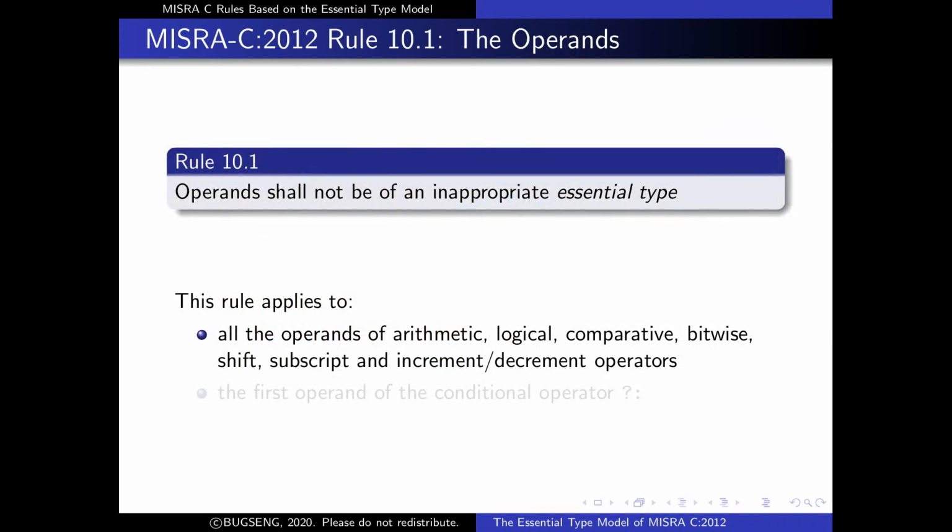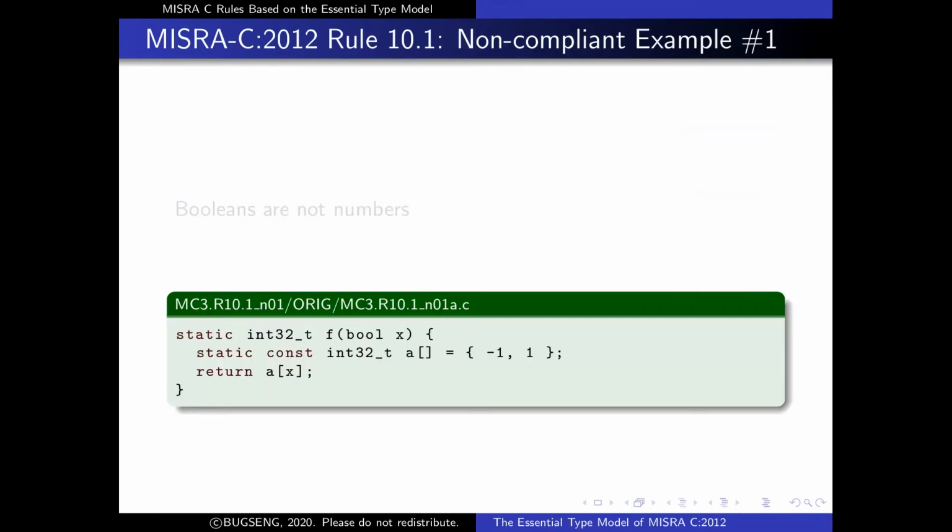The rule applies to all the operands of arithmetic, logical, comparative, bitwise, shift, subscript, and increment-decrement operators, and to the first operand of the conditional operators, which, as we saw, must be a Boolean in all cases. Here is an example of violation. So Booleans are not numbers. You see the violation here? So we are using a Boolean to address an array. And so this is a violation.